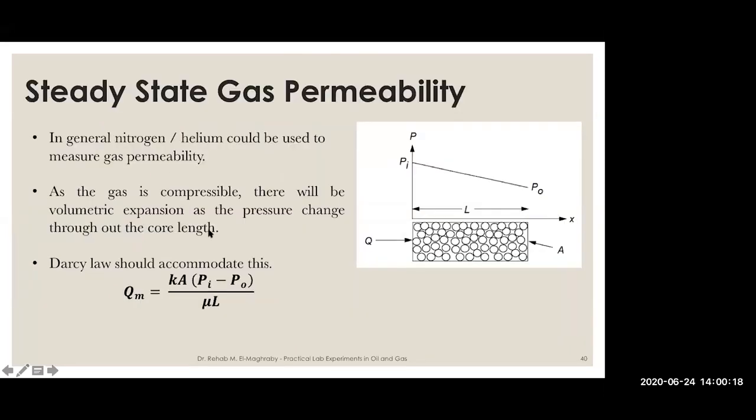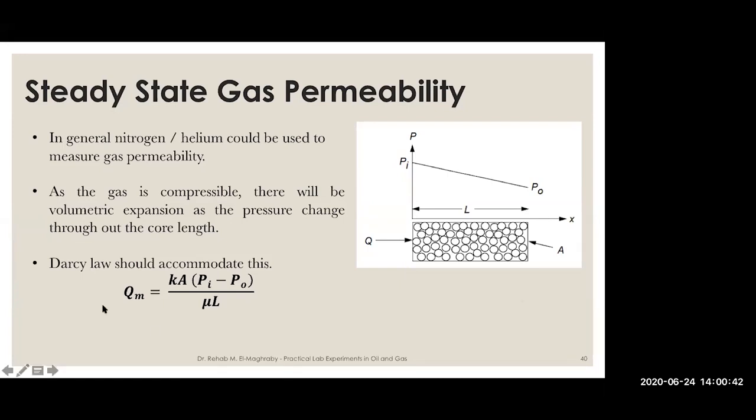So now to gas permeability. The gas behavior is different because gas is compressible. So what will happen here? We have a higher pressure at the inlet and lower pressure at the exit. So there will be volumetric expansion of the gas. So the flow rate through the core is not constant.